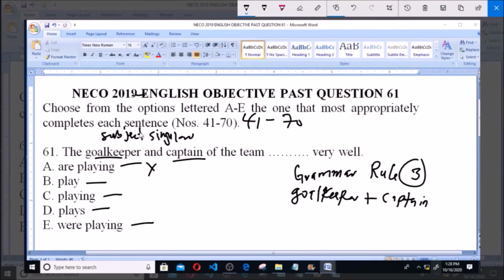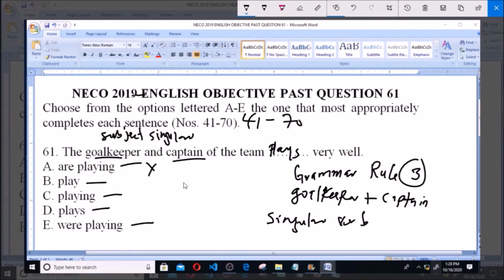That is what this statement is saying, that the goalkeeper and captain of the team dash very well. So since we have a singular subject, then our verb must be what? Singular. So we need a singular verb in this, and the singular verb here is option D, which says plays. So we can now say the goalkeeper and captain of the team plays very well.